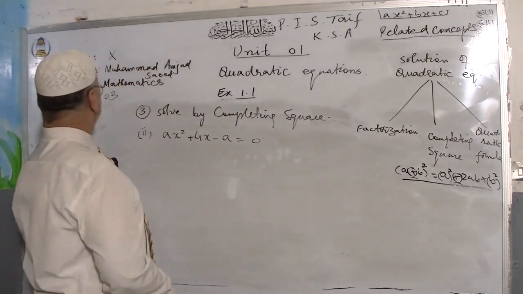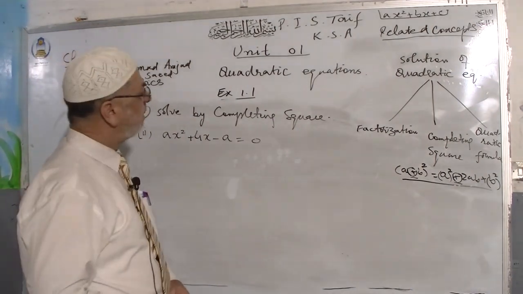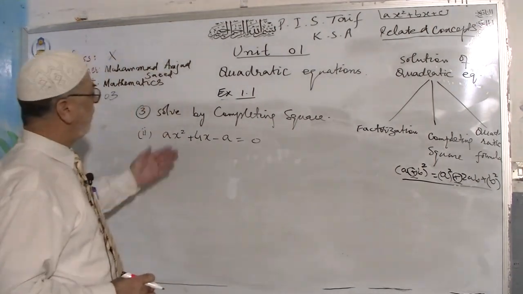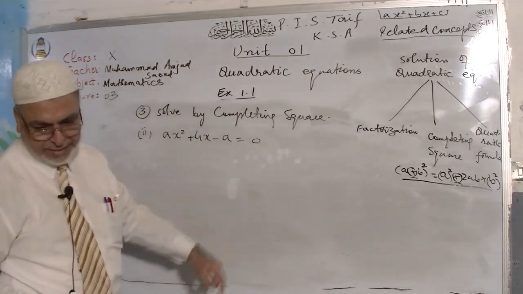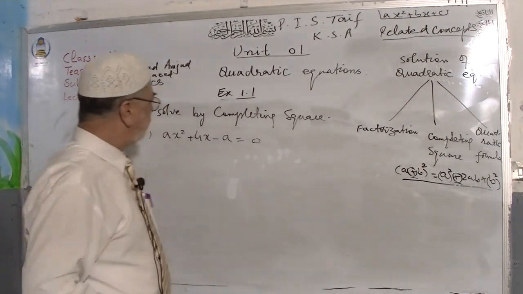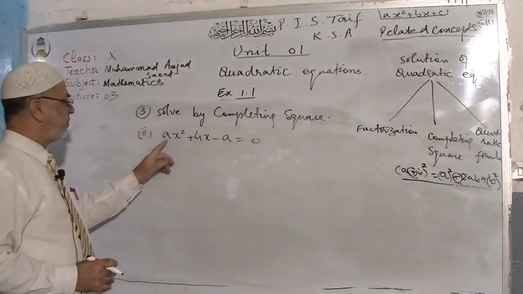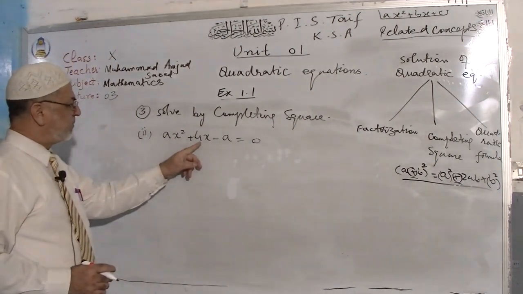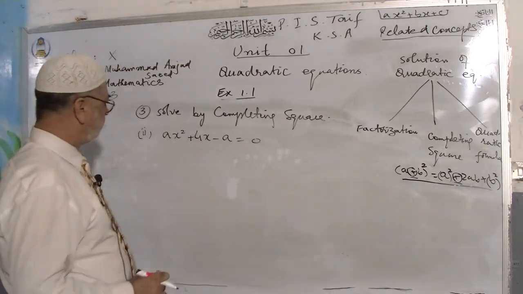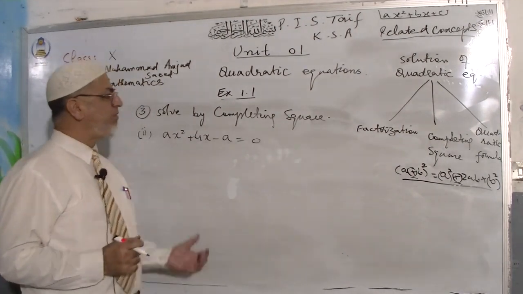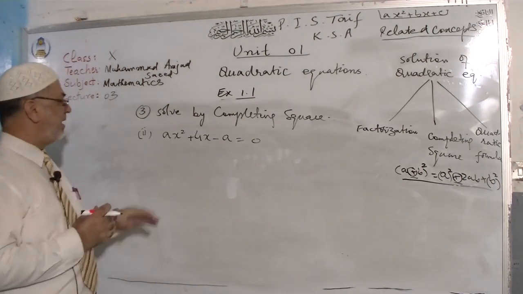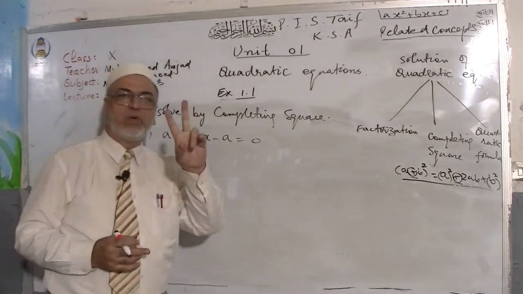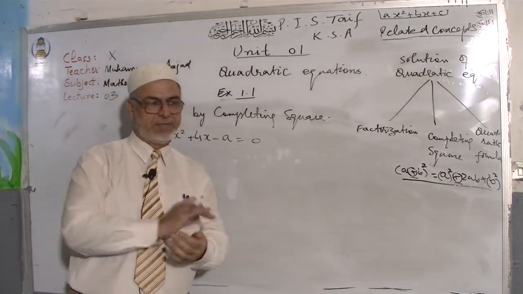We will continue our lecture number 3 by having this question number 3, exercise 1.1, solved by completing square. We have written this question number 3, part number 2, ax square plus 4x minus a is equal to 0. I told you we have to find the value of the variable, the value of x in fact. And because the degree is 2, we have two values in your answer.